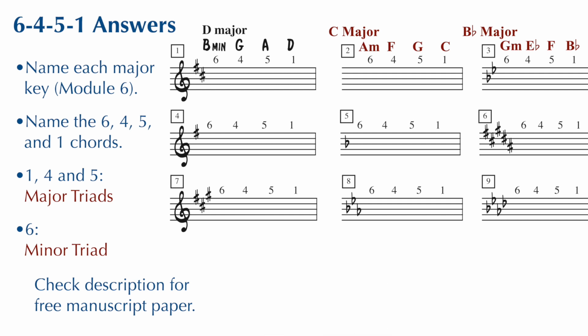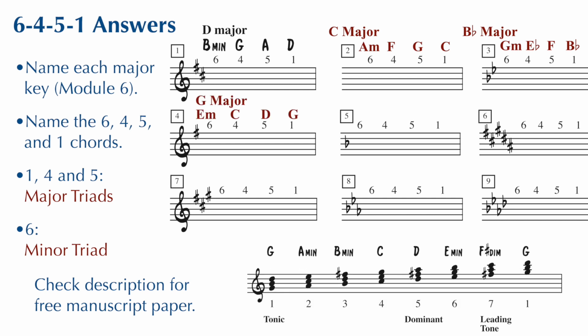Number 4 has 1 sharp in the key signature, and that puts us in the key of G major. We write out the G major scale and its triads. 6 chord is E minor. 4 chord is C major. 5, or dominant, is D major. And of course your 1 chord is G major.